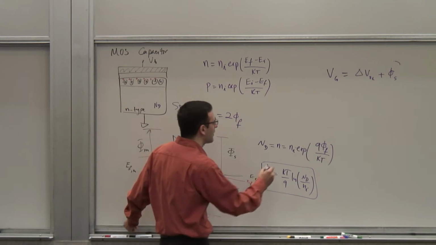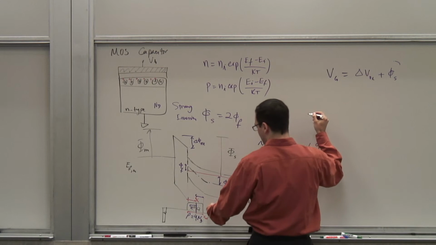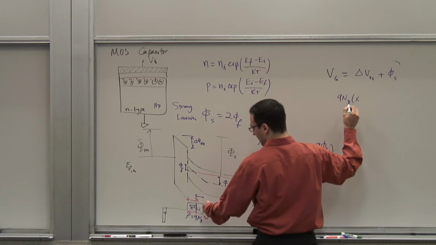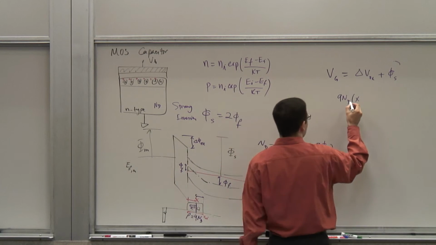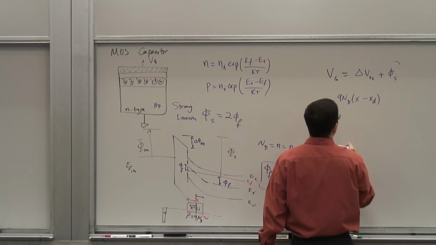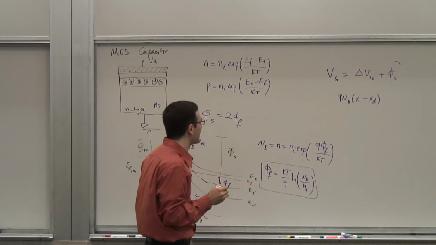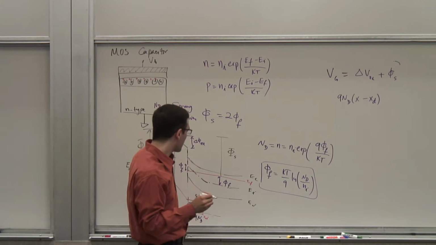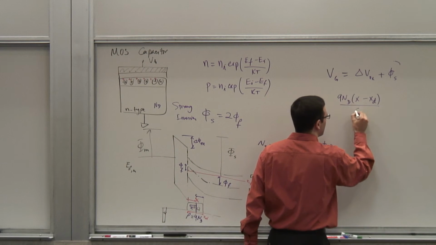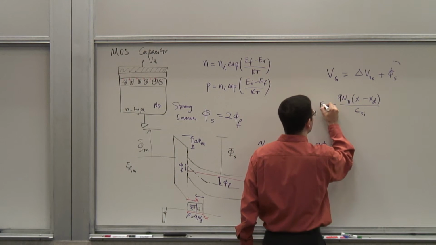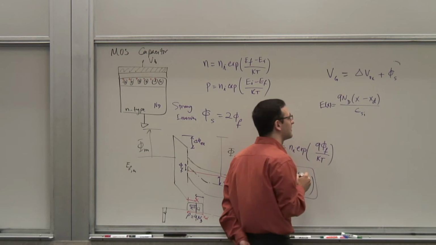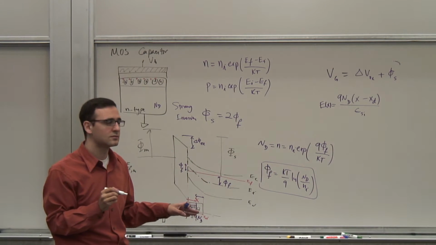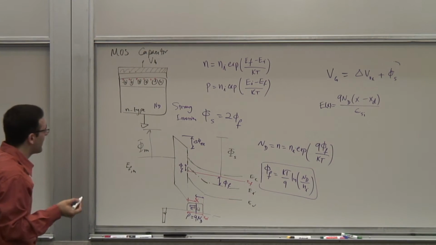Okay, so let's do that. So that would be QND times X minus XD, right? And that's the surface charge density. Then divided by epsilon silicon, that gives me the electric field at X. This is for X between 0 and XD. Okay, so that's my electric field.